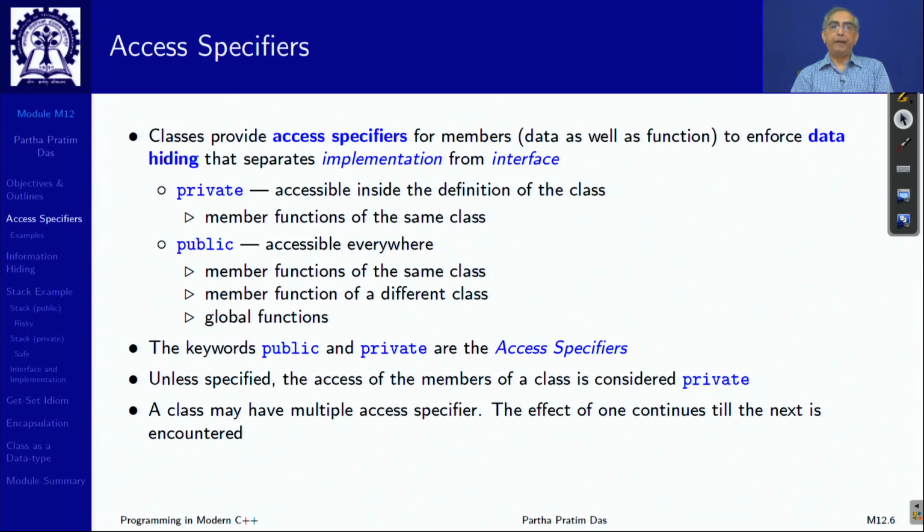If you specify a data member or a member function with public, then you can access it from anywhere. You can access it from the member functions of the same class, from member functions of different classes, and from any global function as well. Whereas, if you specify a data member or a member function as private, then as the name suggests, you can only access it within the definition of the class, or to put it differently, only from the member functions of the same class and no one else.